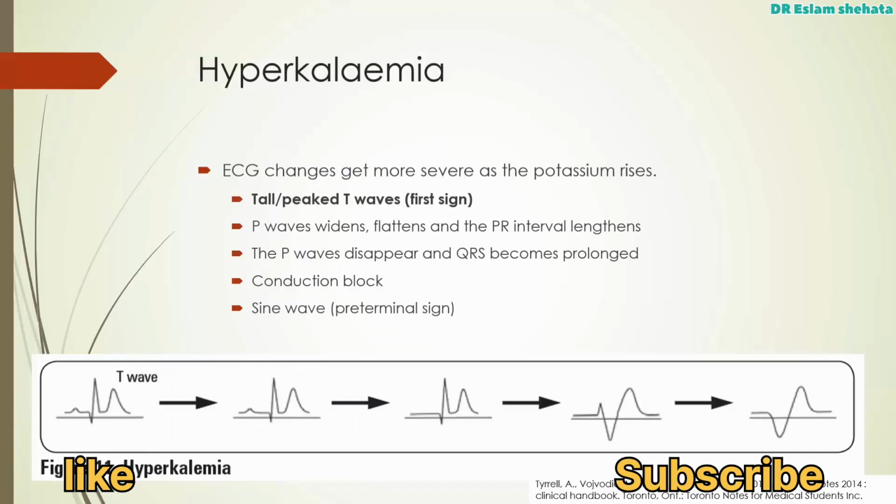So with hyperkalemia, we get a series of ECG changes, and they get more severe as the potassium gets higher. The first sign is these tall peaked T waves. We're then followed by widening of the P waves, which then flatten, and the PR interval lengthens. Then the P waves disappear entirely and the QRS complex becomes prolonged. You can start to get heart blocks, and eventually you get this sine wave pattern. And this is pretty late stage and certainly a medical emergency by that point.